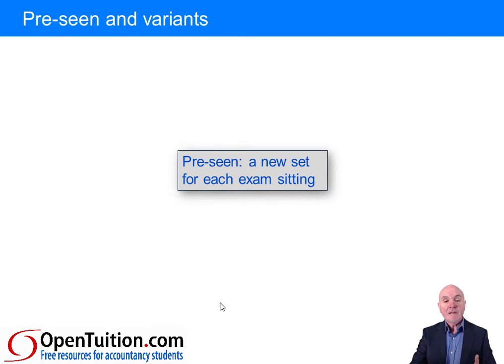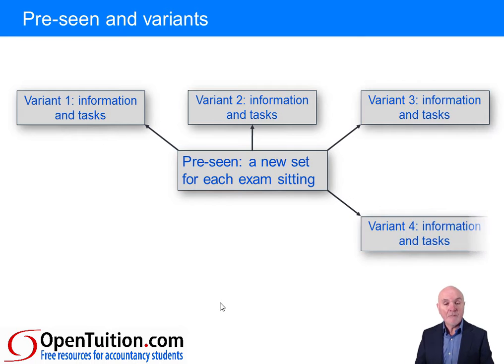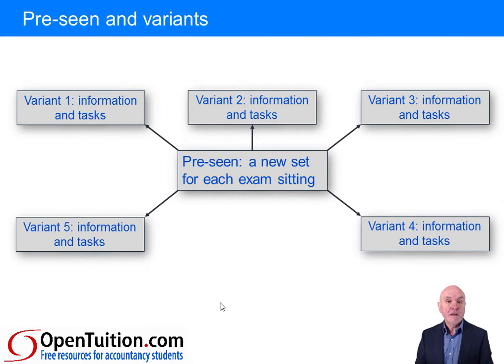The Preseen material is a new set for each examination sitting, and from that, for each exam, there are 5 variants. This allows CIMA to set exams in multiple time zones at the same time, so that people in the Far East, whose 9 o'clock occurs earlier in the morning, or people around Europe and so on, can come out and email your friends with what was in the exam. So there are 5 variants.